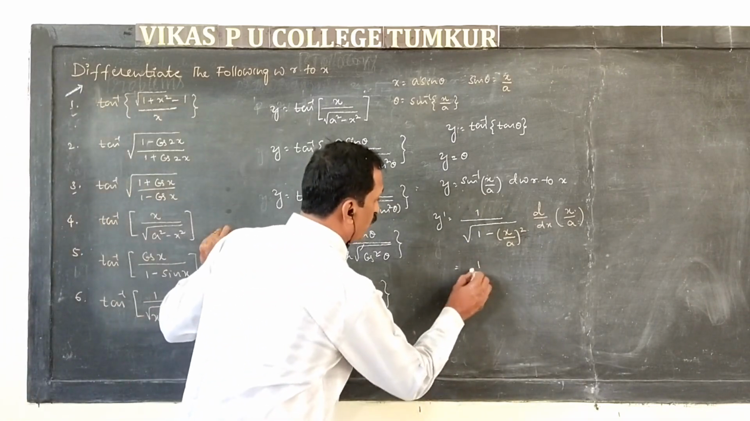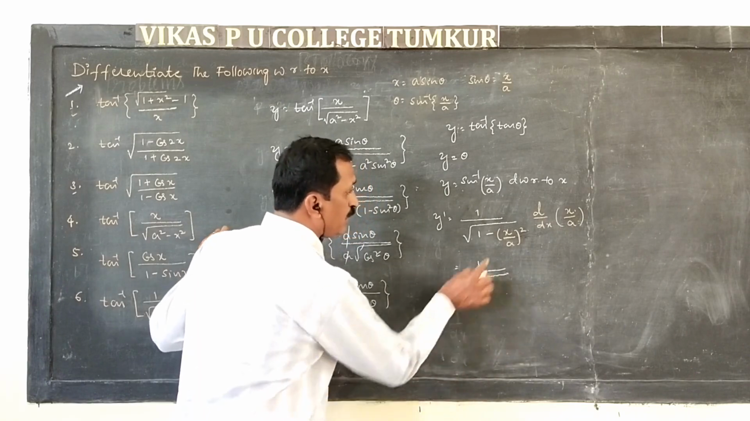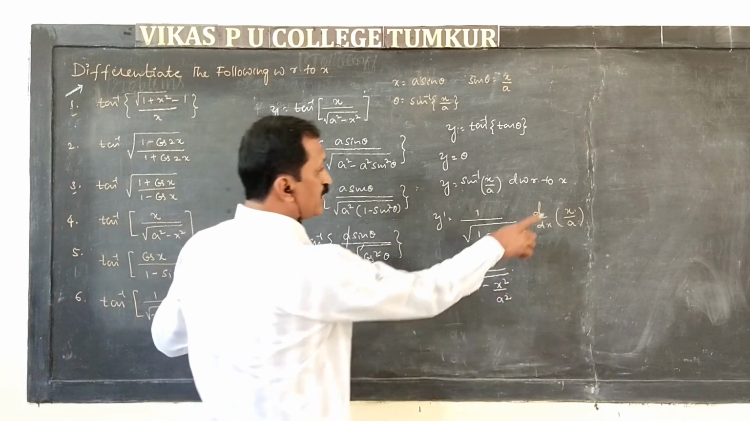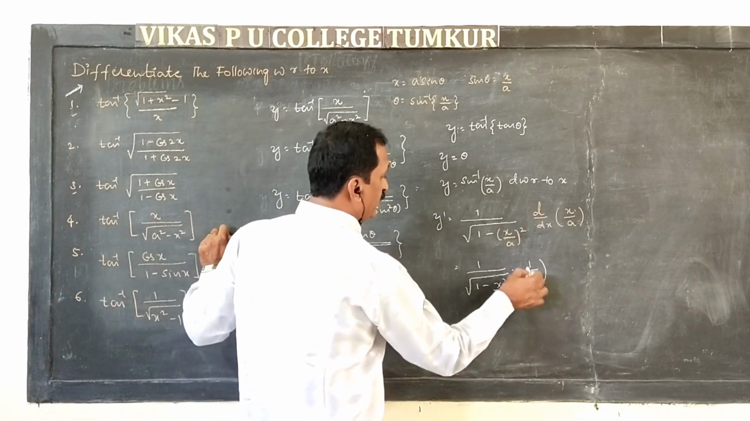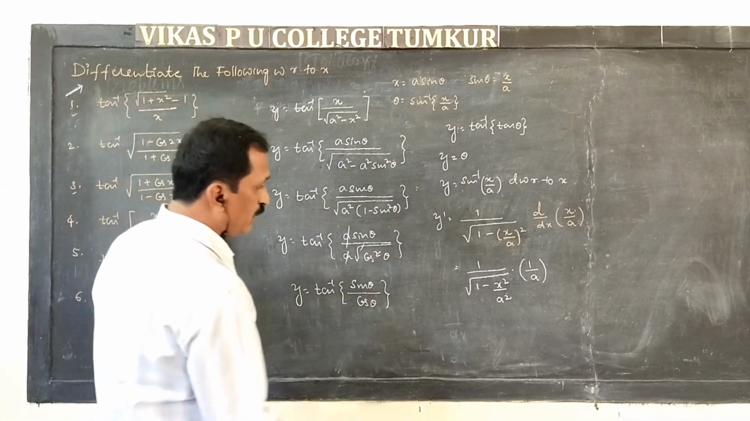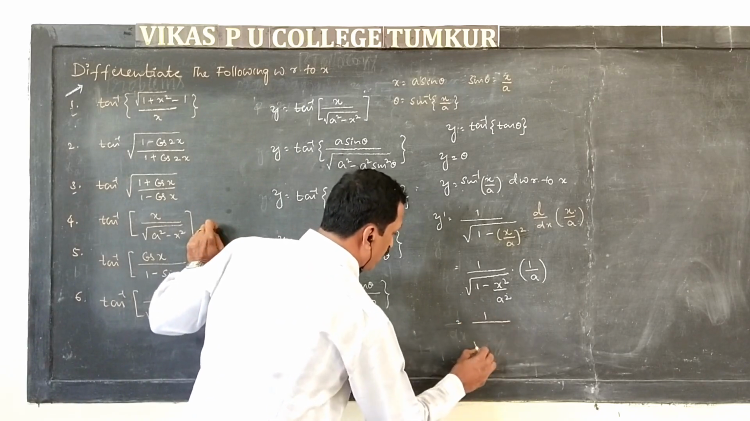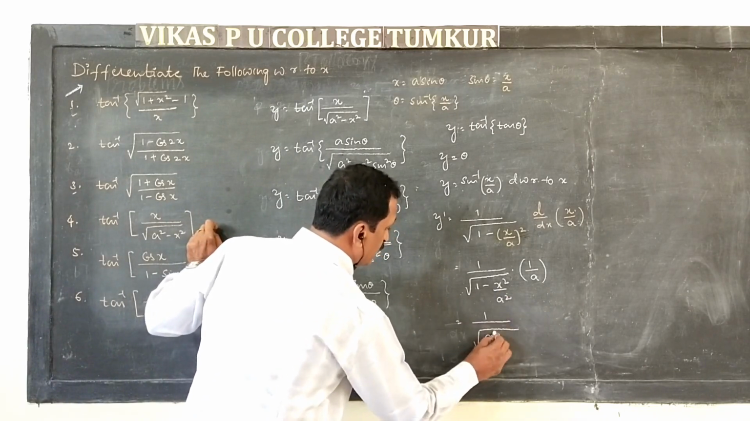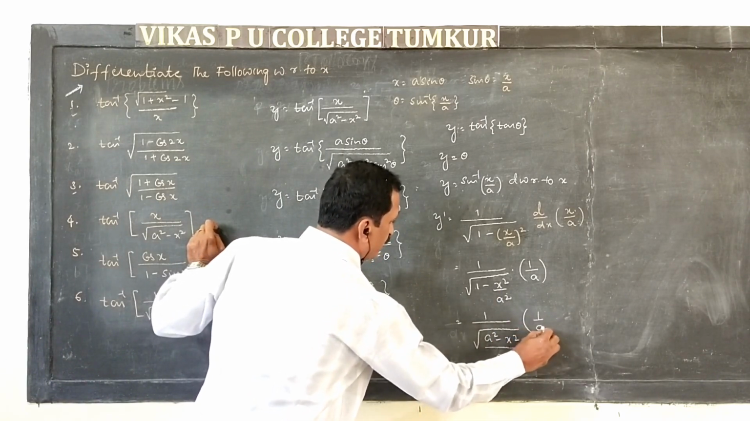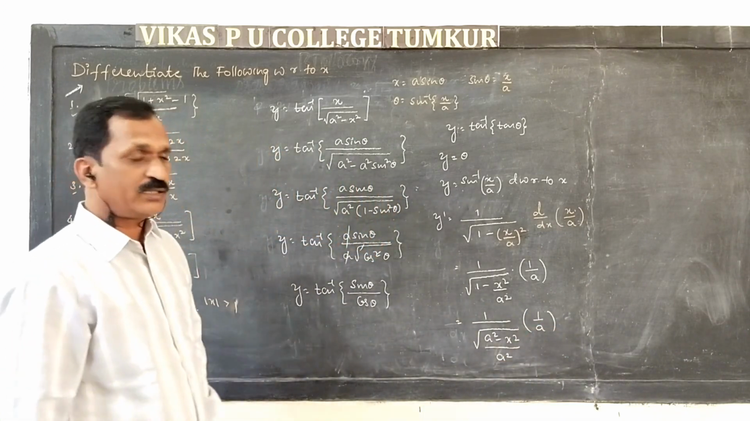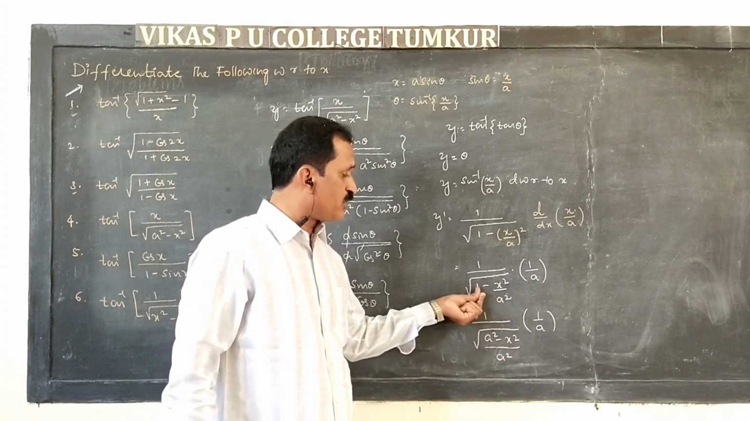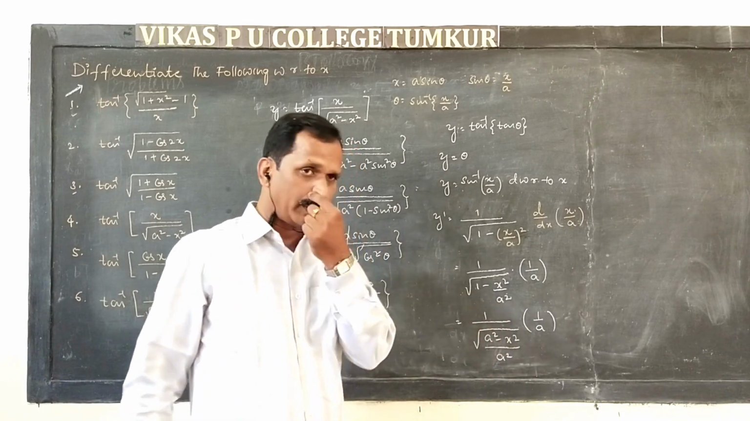So this can be written as 1 divided by root of 1 minus x square by a square, into the differentiation of x by a, which is 1 by a, since the differential of x is 1. So this can be done as 1 divided by root of a square minus x square divided by a square, into 1 by a. The root of the LCM a square makes the numerator a square minus x square by a square.